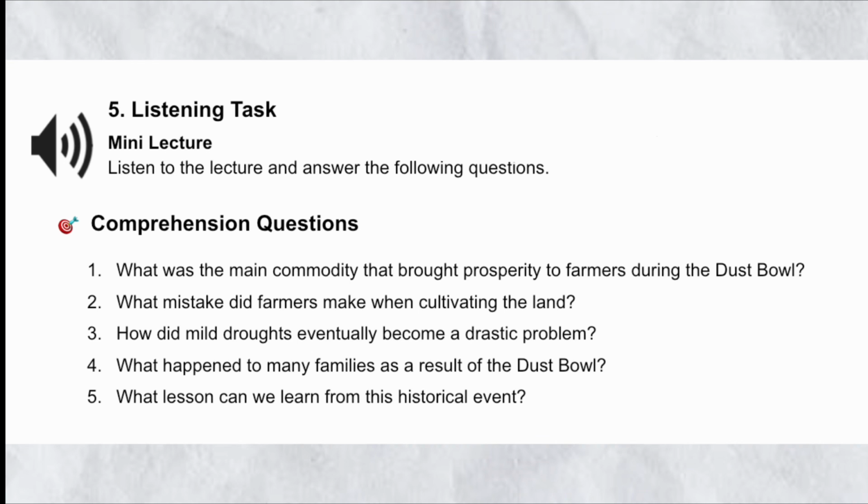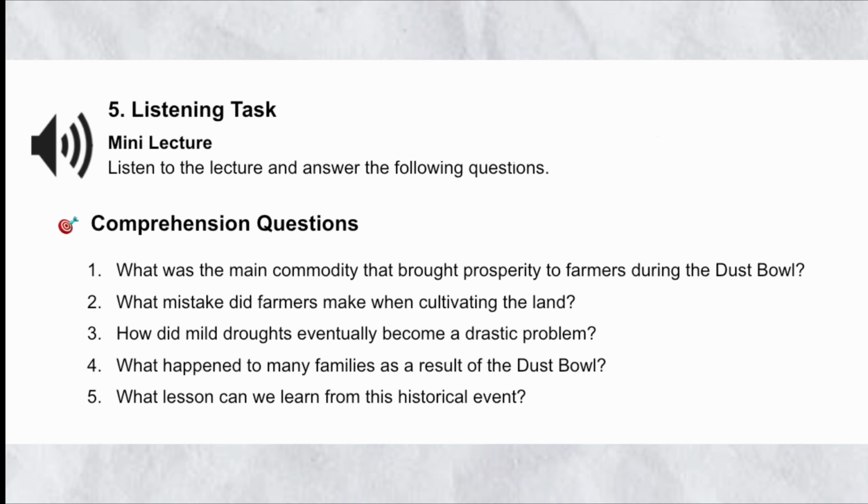However, the success did not last. The soil became weak, and when a series of mild droughts hit the region, the land could no longer sustain crops. Eventually, the droughts grew drastically worse, and strong winds blew away the dry soil. Massive dust storms covered towns, destroyed homes, and resulted in the decline of entire communities. This period became known as the Dust Bowl.